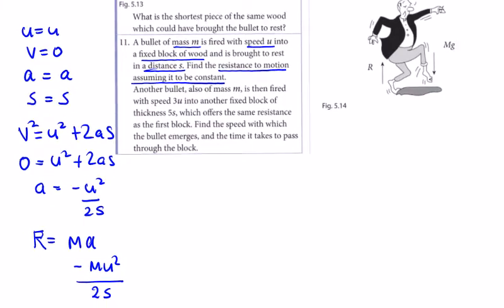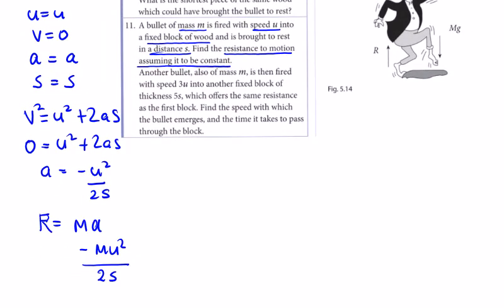So then another bullet of mass m is fired with speed 3u. So now we have u is equal to 3u. And another block which has thickness 5s, s is equal to 5s. Find the speed with which the bullet emerges. So we have a velocity at which it emerges. And we're told the same resistance. So a is going to be the same here.